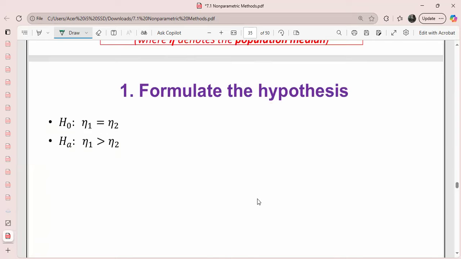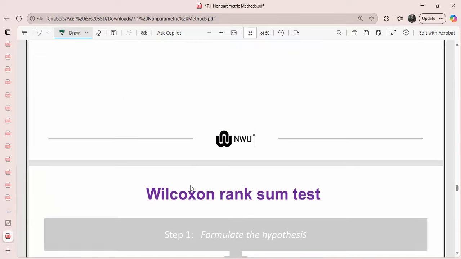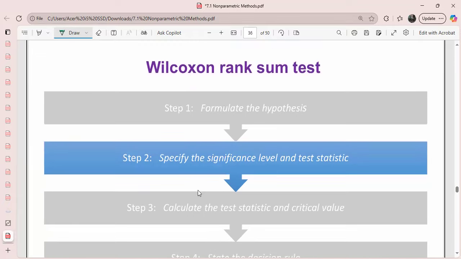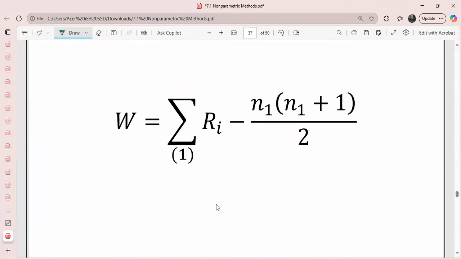Already you saw how they formulated this one. We were given it in the statement. Now, we need to specify the significance level and the test statistic. For the test statistic, we have our new formula to calculate it. When I was explaining the one-population case, we didn't have a test statistic formula like this one.